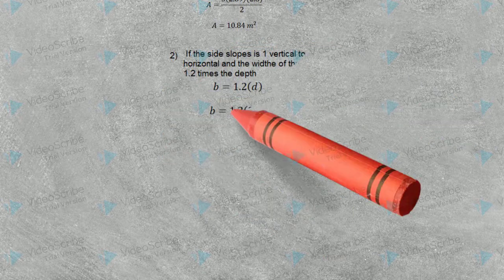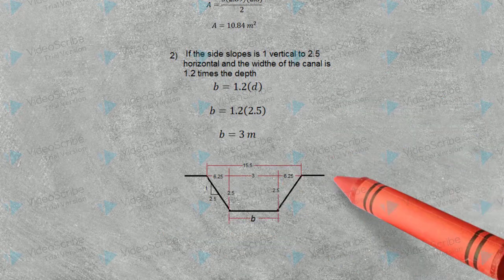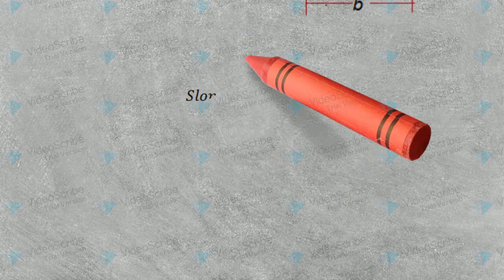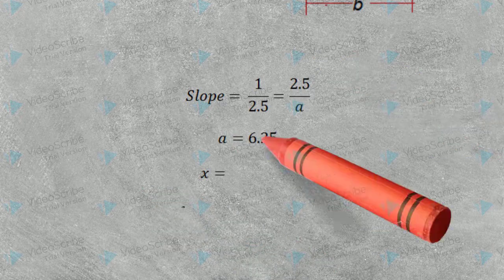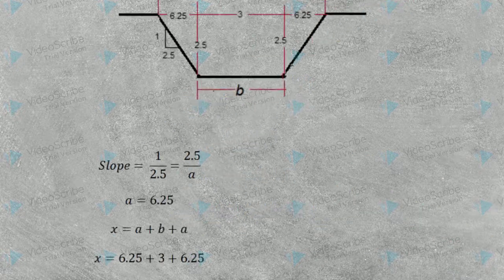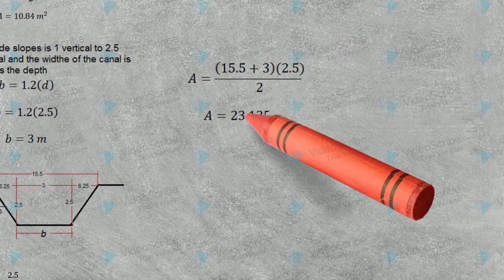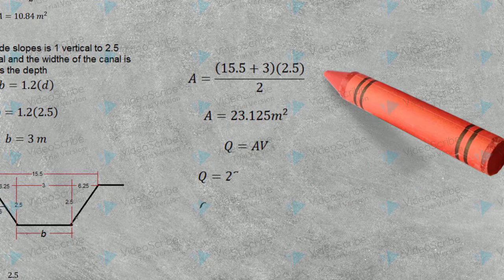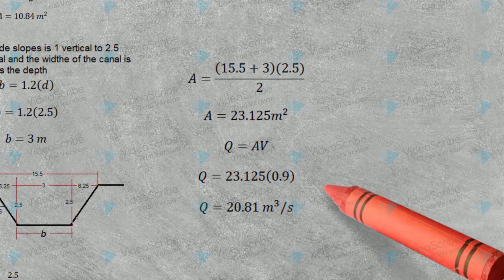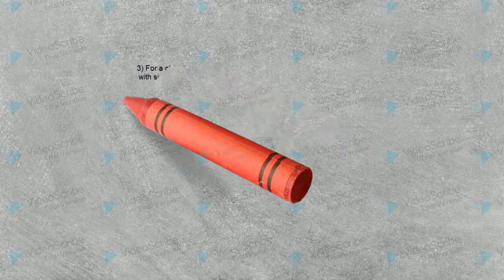Second problem is to find the discharge if the width of the canal is 1.2 times the depth. So it says that the base is equal to 1.2 times the depth. Base now is equal to 3 meters. Slope is 1 over 2.5, so we can get the value of a. a is the unknown length for x. x will be 6.25. To get the area, multiply x plus the base by the depth divided by 2. Area is equal to 23.125 square meters. Same as the first problem, discharge is equal to the area multiplied by the velocity. Discharge in this problem is 20.81 cubic meters per second.